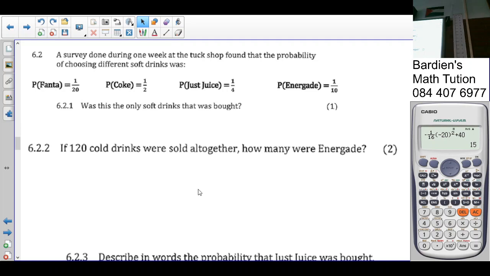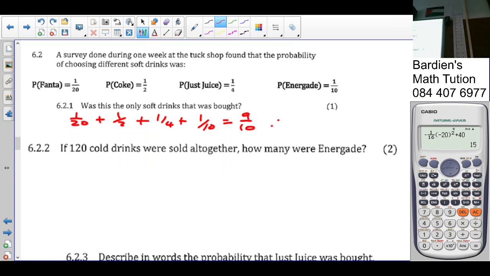They want to know, was this the only soft drinks that was bought? What do you think? Was this the only soft drinks that was sold or bought? No. Why not? It doesn't come to 1. So 1 over 20 plus 1 over 2 plus 1 over 4 plus 1 over 10 is what? 9 over 10. So therefore, no. If it had to be 1, then you have accounted for everything. Does it make sense?